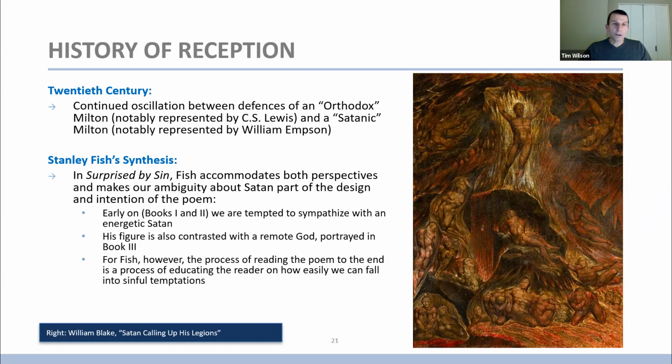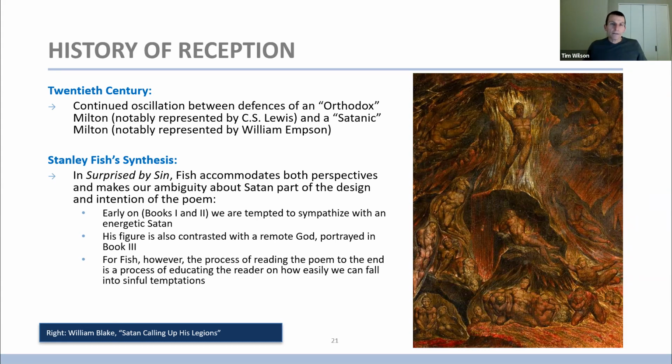I think a brilliant book is Surprised by Sin by Stanley Fish, I want to say it was published in 68 or 69. It's one of those great books of literary criticism that stands the test of time. And he in a way accommodates both perspectives and makes the ambiguity about Satan part of the design.